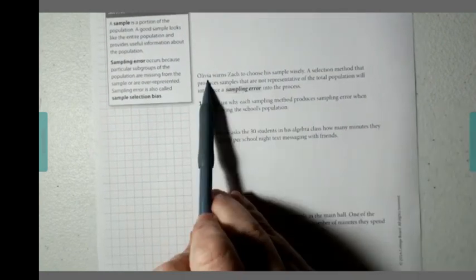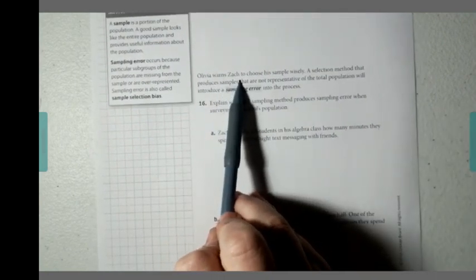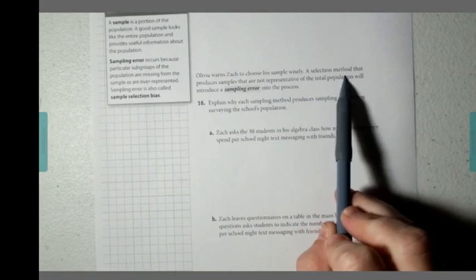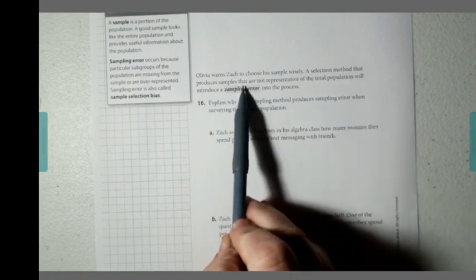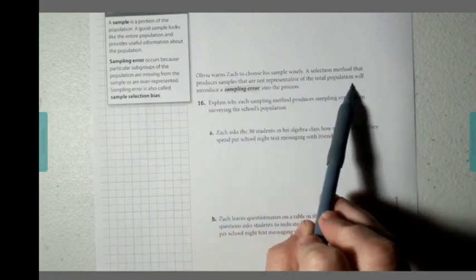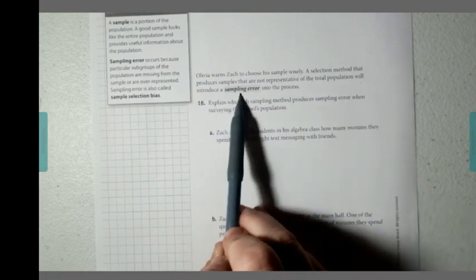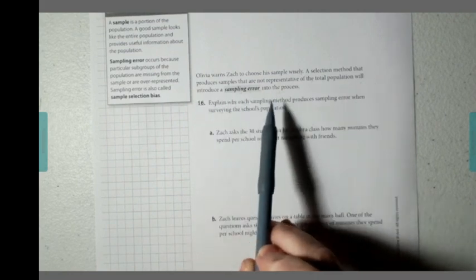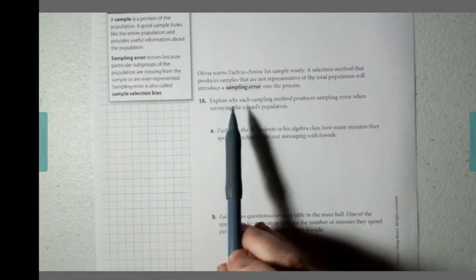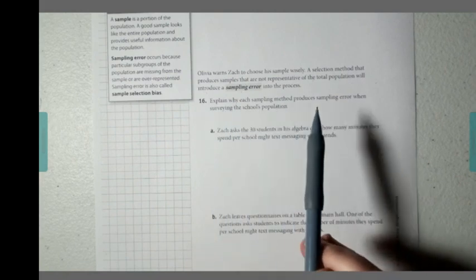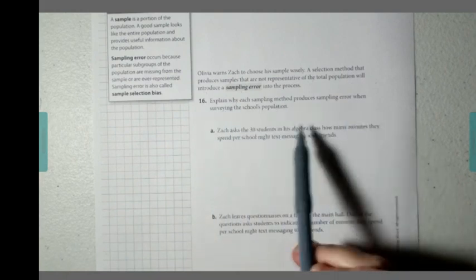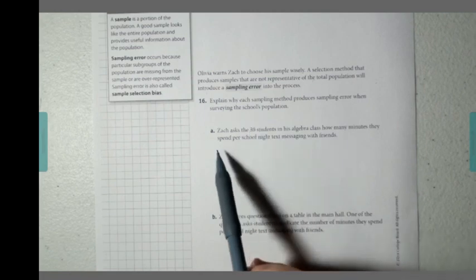It also says Olivia warned Zach to choose his sample wisely, a selection method that produces samples that are not representative of the total population will introduce a sampling error into the process. Number 16, explain why each sampling method produces sampling error when surveying the school's population.